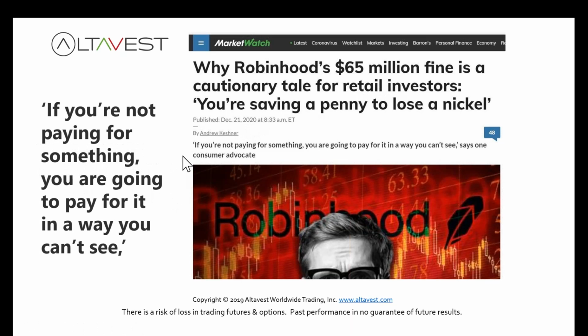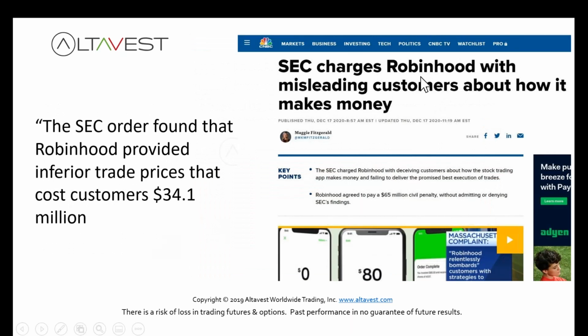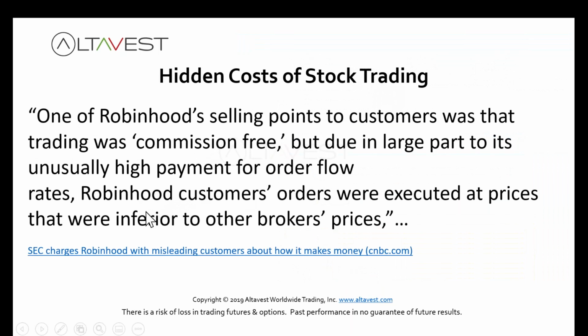You probably know this, but if you're not paying for something, you are going to pay for it in a way that you can't see it. That's a great phrase. Here, CNBC: SEC charged Robinhood with misleading customers. They found that Robinhood provided inferior trade pricing, which cost customers $34 million. They had to pay a fine for that. Here's another article. One of their selling points was that trading commissions were free. But due in large part to their unusually high payment for order flow rates, Robinhood customer orders were executed at prices inferior to other broker prices.